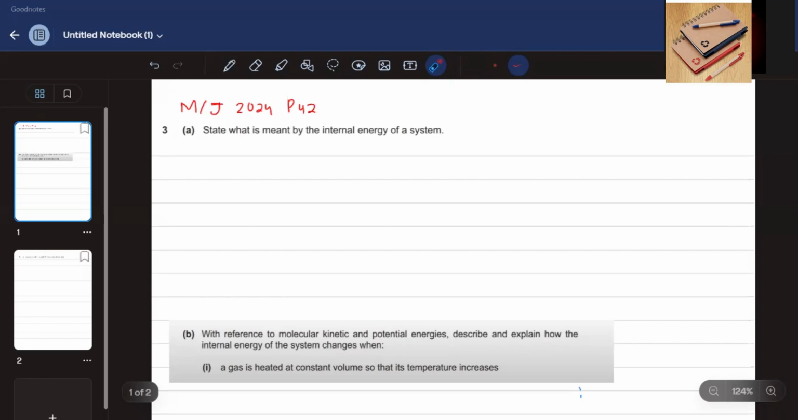So today in this video we are going to solve this physics question. This question is from May-June 2024 paper 4.2. So let's read the question carefully. It says: state what is meant by the internal energy of a system.